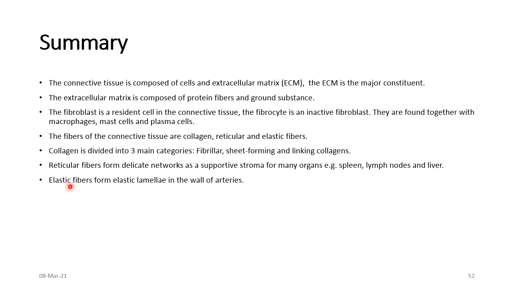اتكلمنا أخيرا عن الإلاستيك فايبرز وقلنا بتعمل لنا إلاستيك لاميلي صفائح مرنة in the wall of arteries في جدار big arteries or large arteries mainly بتكون more visible and prominent. So this is the end of the lecture for today.